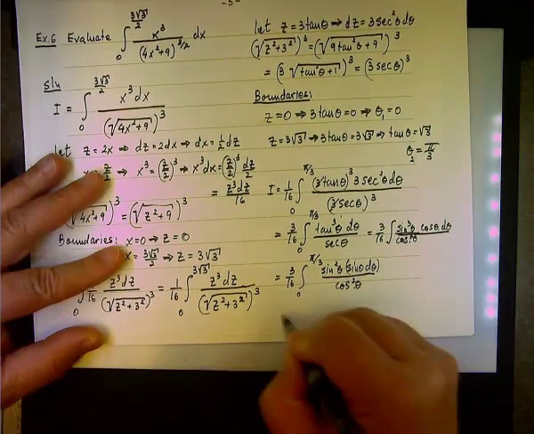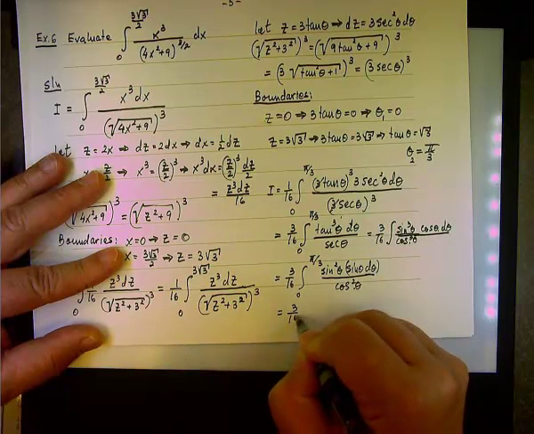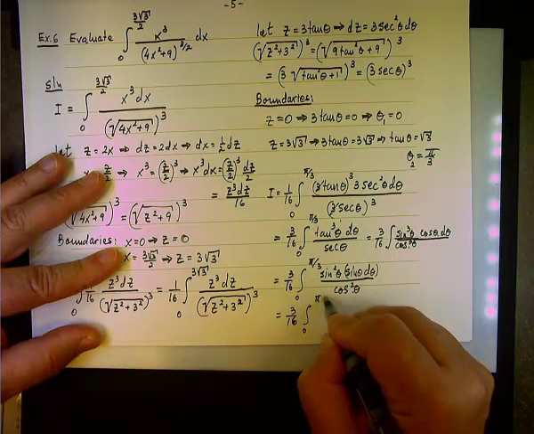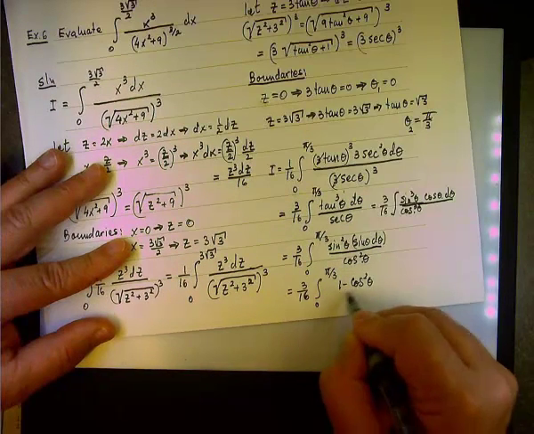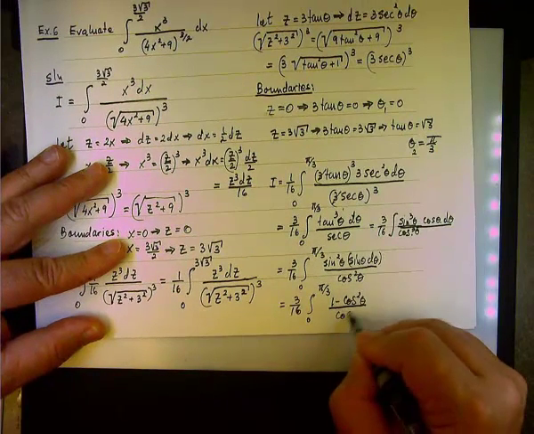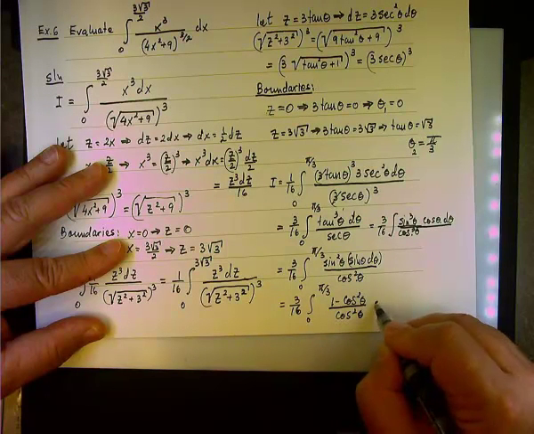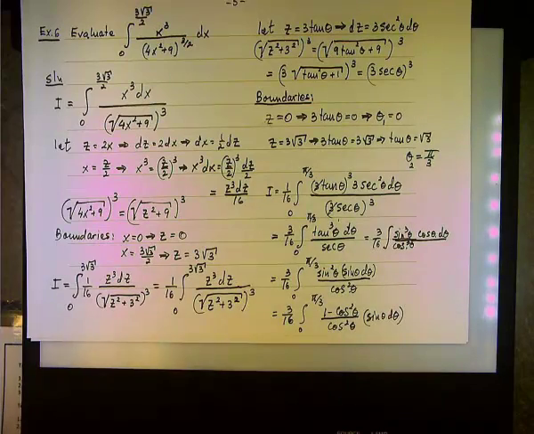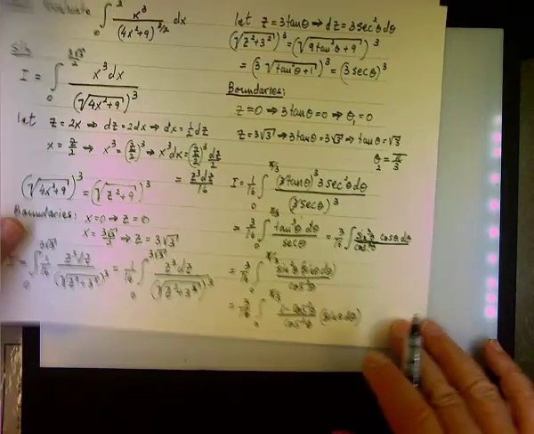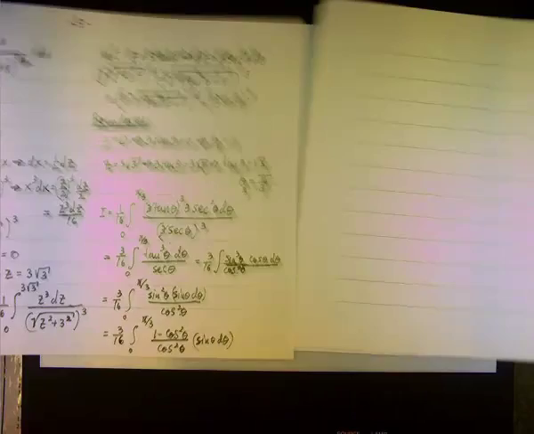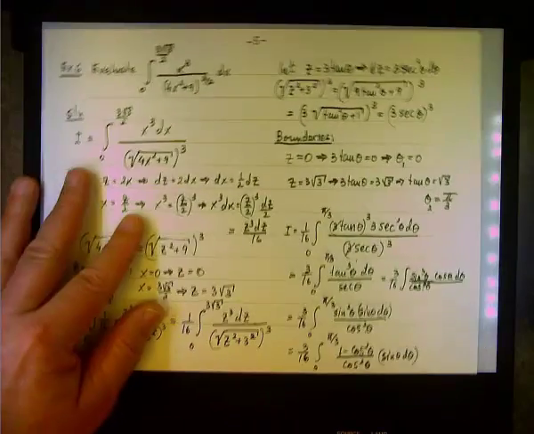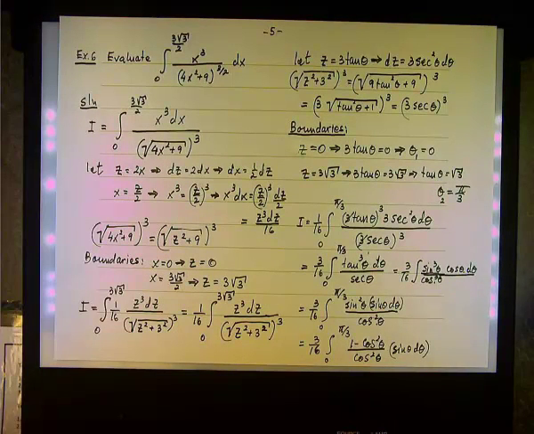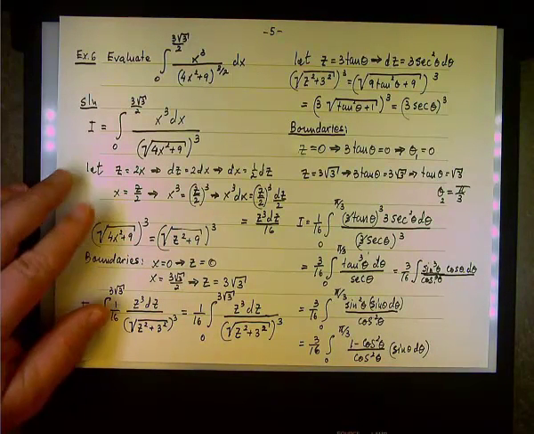Sine cubed is sine squared times sine. So what I'll write now is 3/16, the integral 0 to pi over 3. Instead of sine squared, I have 1 minus cosine squared of theta, divided by the cosine squared, sine theta d theta. We are ready for yet another substitution. Last one.